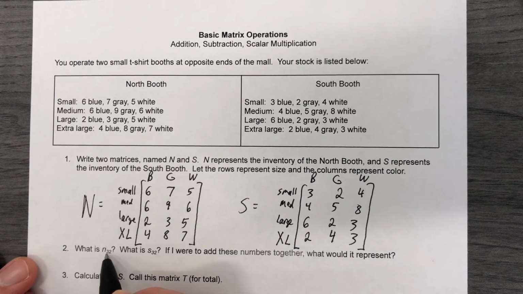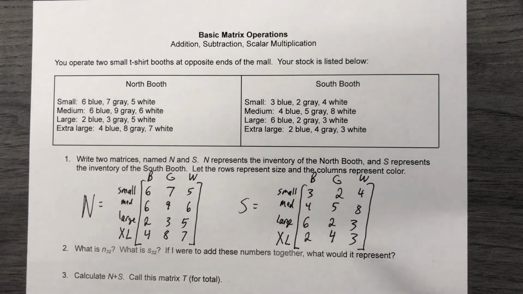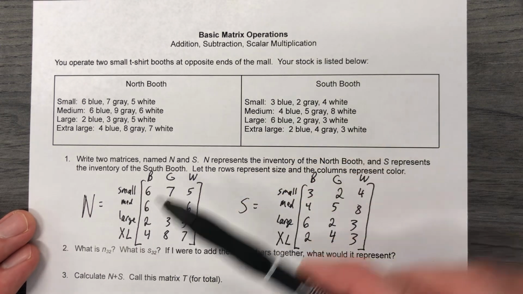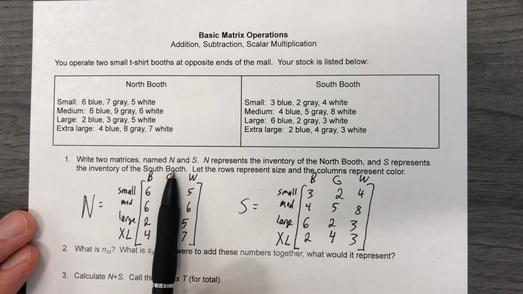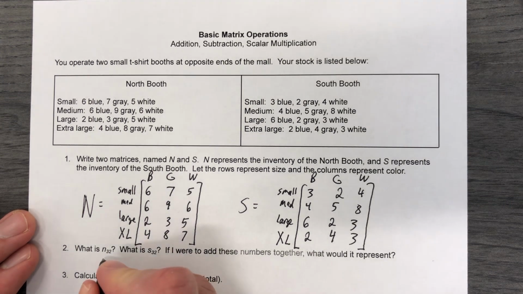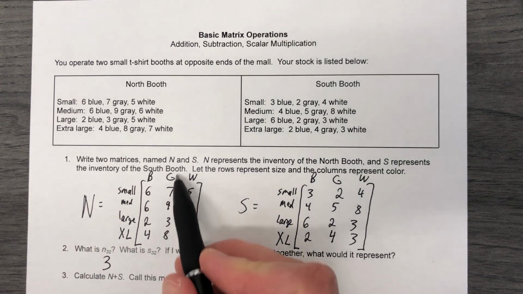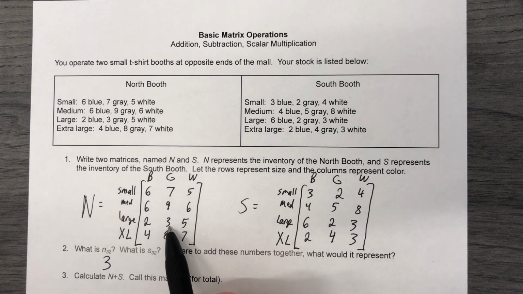And in third row, second column, so third row, small, medium, large. All right, third row. Second column would be not blue, but gray. And so a large gray t-shirt. So N32 is 3. We have 3 large gray t-shirts at the north end of the mall.